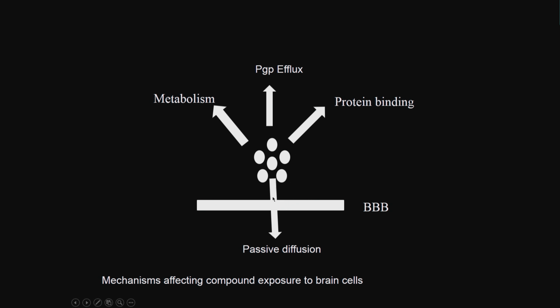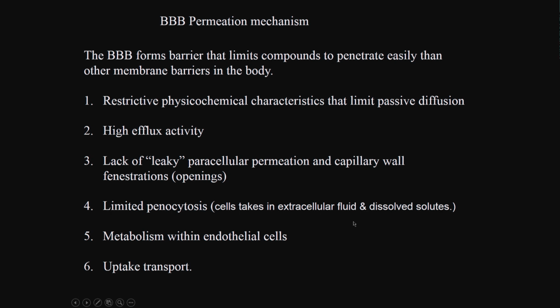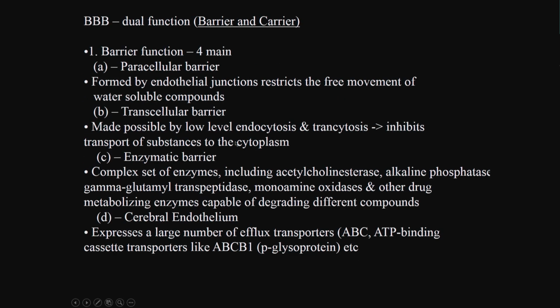Generally you have passive diffusion, like I mentioned in the previous case, but you do not have pinocytosis taking place here. It does many things, the BBB barrier as well as the carrier. So what are these barrier functions?